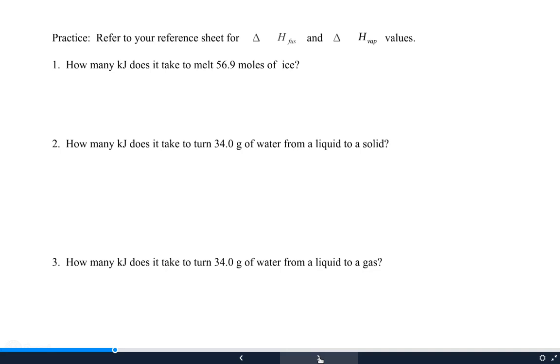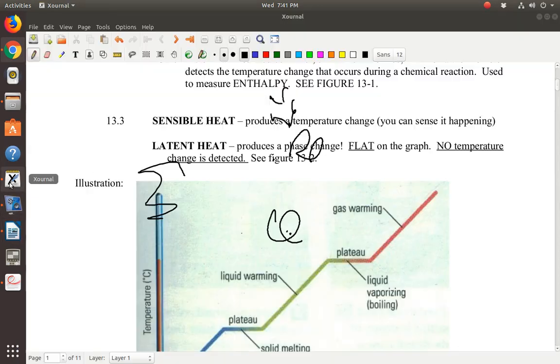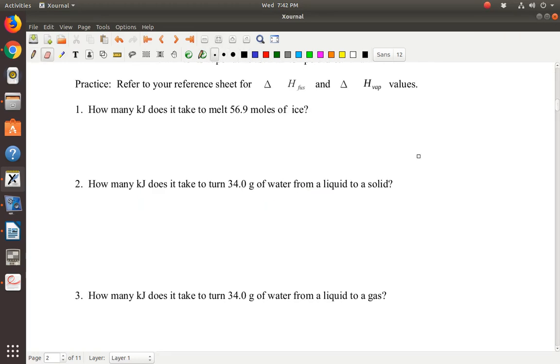We're going to practice just a little bit and look at our reference sheet. So I got to go to your notes for a moment. Oh, hold on. All right, here we are. Let me get it on pencil. There we go. We are going to calculate how many kilojoules of energy it takes to melt 56.9 moles of ice. So we're dealing with water here. We're still dealing with water. All right. So I have 56.9, now this is in kilojoules.